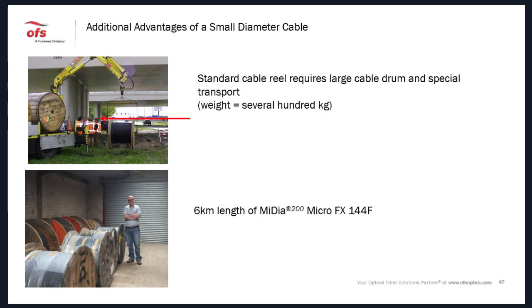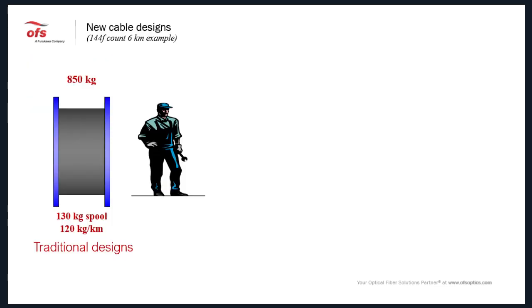Look at this comparison between a standard cable. So this cable drum is head height, while for a 6 kilometer length of micro cable it is only waist height. So you can imagine the size of the warehouse you need to store a standard cable compared to a micro cable drum. So this is a standard traditional design.